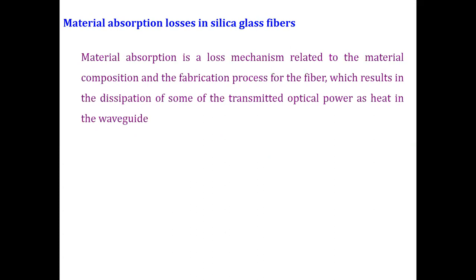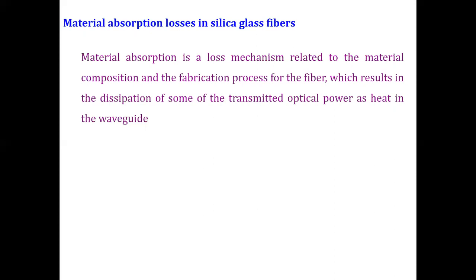Next we can see the material absorption losses in silica glass fiber. Material absorption is a loss mechanism related to the material composition and the fabrication process of the fiber. When we go through this fabrication process, it results in the dissipation of some of the transmitted optical power as heat in the waveguide.